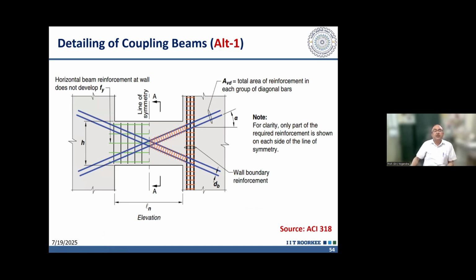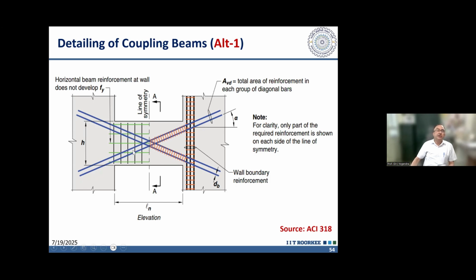Now, this diagonal reinforcement is to be provided in the form of bundles here, these diagonal bundles, and each bundle is to be provided with special confining reinforcement, similar to what we are providing in the columns. So if we look at the reinforcement detail, this is the boundary element of the shear wall, and this is our diagonal reinforcement bundle. And two types of detailing are possible.